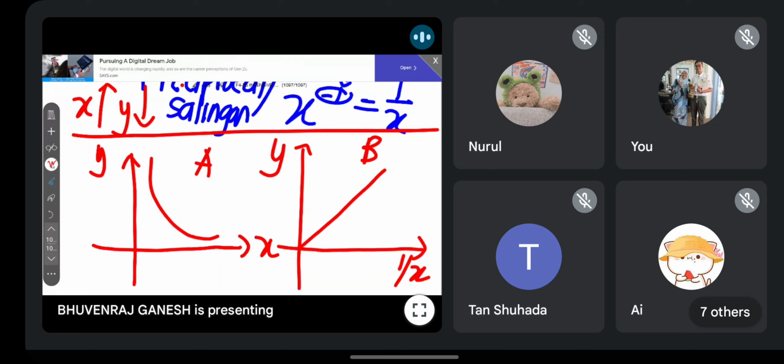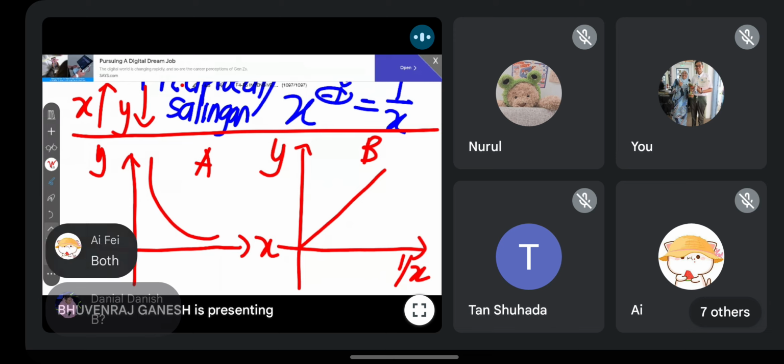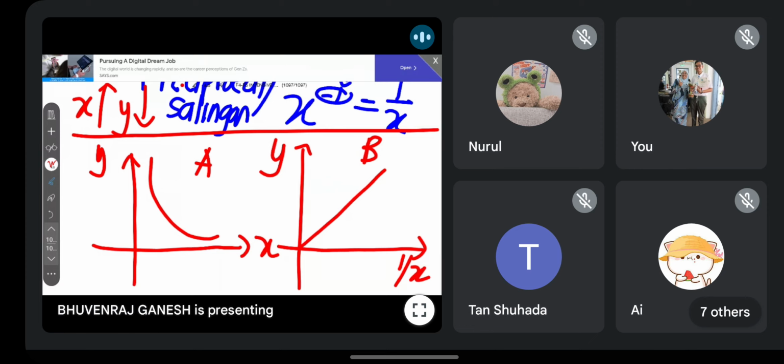Answer? Apa jawapan dia? How about the rest? Yang lain? Apa jawapan dia? Okay, sama-sama. I want to see the rest. What you all say on this? Okay, sama. How about the rest? Mana graph menunjukkan ubahan songsang? Which graph shows inverse variation? When you see majority answer different, you get panic already.